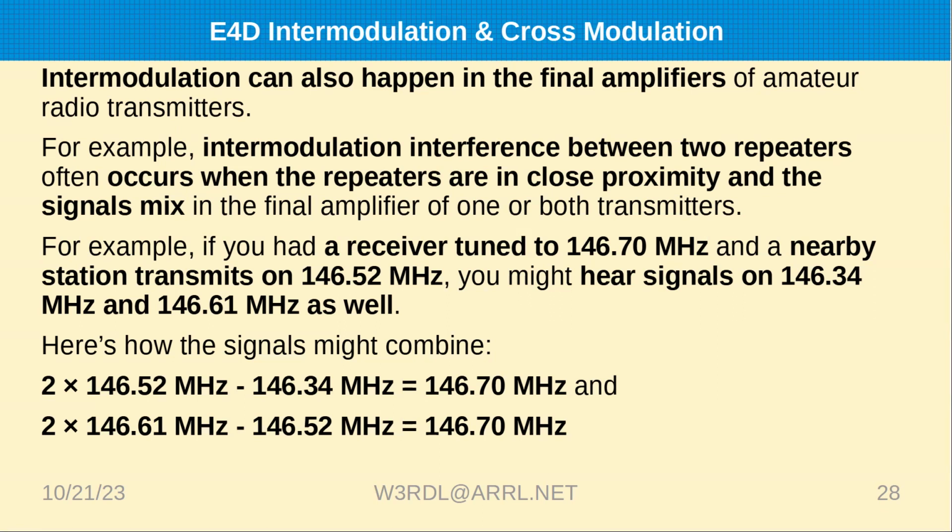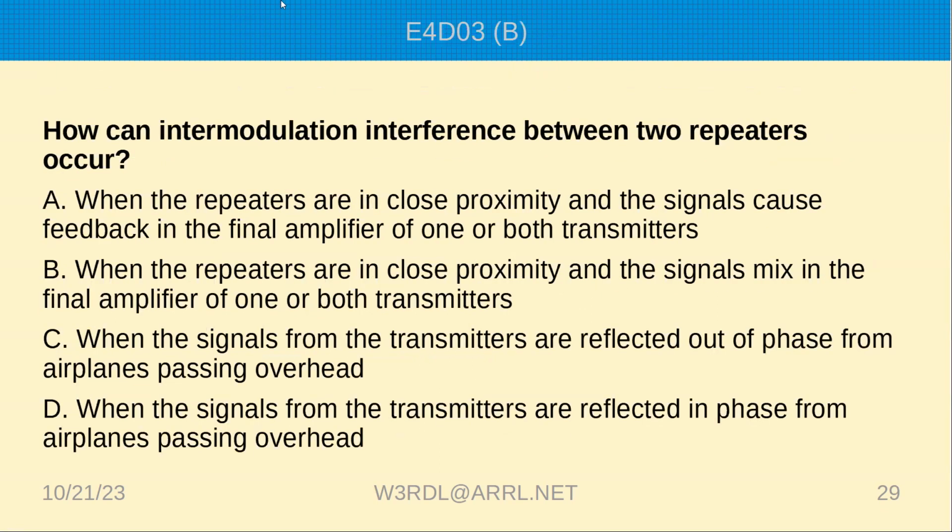Now, how you determine that is a little different issue, which we'll get into, I think, on another question. So how can intermodulation interference between 2 repeaters occur? Bravo. Yeah, Bravo sounds good. Somehow they get in there. And if they're in there, they're a problem. Signals mixed. We certainly didn't discuss airplanes passing overhead. No, what do they do? Signals.